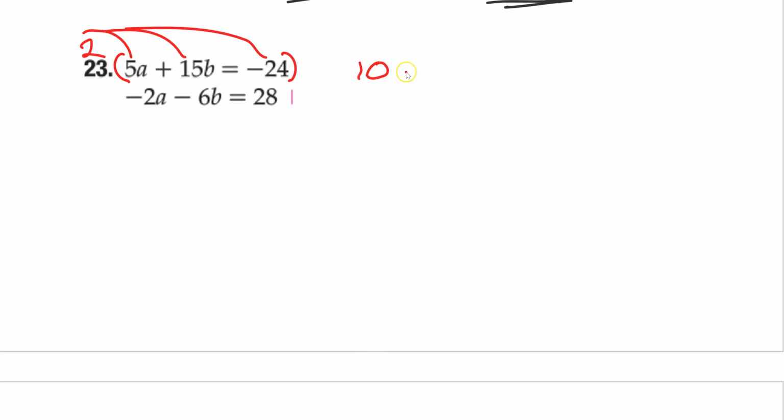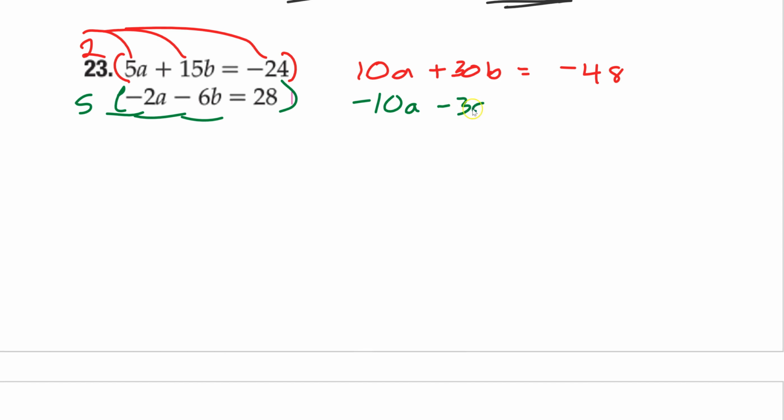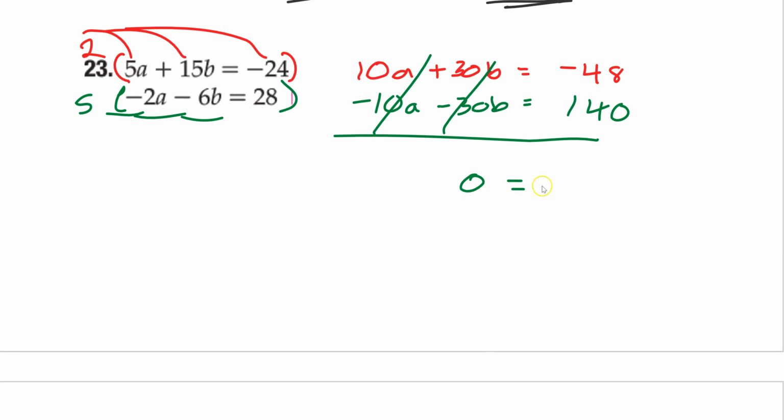I'm going to get 10a plus 30b equals -48. And then for the bottom one, I'm going to multiply that by 5, so it could cancel out, for the whole row. And I get -10a minus 30b equals 140. Add them up, cancels, I get 0 on this side, and I get 92 on this side. So what happens here? All my variables cancel out.